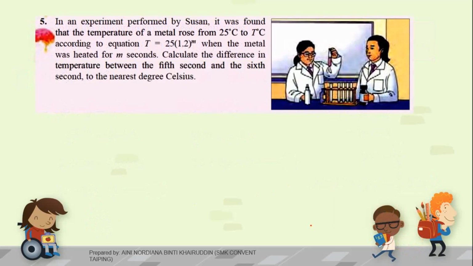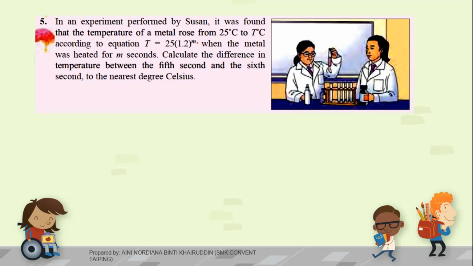So question number 5. In an experiment performed by Susan, it was found that the temperature of a metal rose from 25 degrees to 3 degrees Celsius according to the equation T equals 25 times (1 over 2) to the power of n, when the metal was heated for 10 seconds. Calculate the difference in temperature between the 5th second and the 6th second to the nearest degree Celsius.